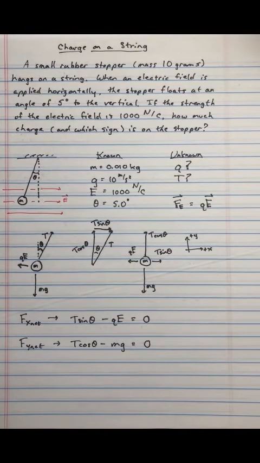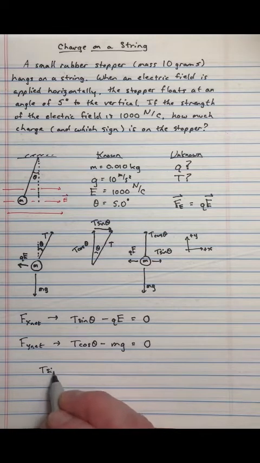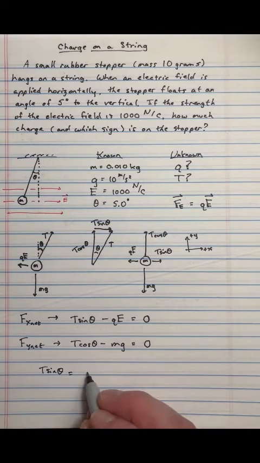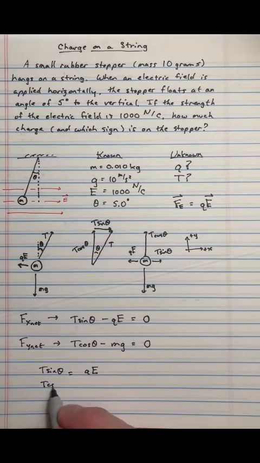Okay. So what we're after is the charge on the rubber stopper. Now, we also could solve for the tension and get a number, but that's not the most interesting part of this problem. The interesting part is the charge. So we're going to focus on solving for the charge. And if you look at these two equations, we can do that relatively quickly. So let's recast these. T sine theta is equal to QE, and T cosine theta is equal to mg.